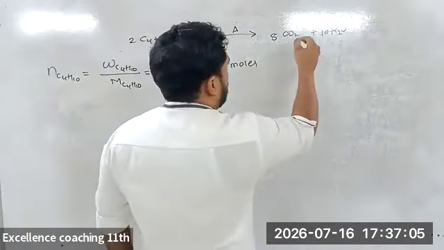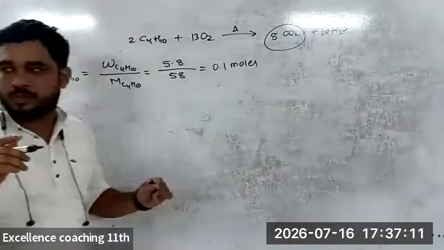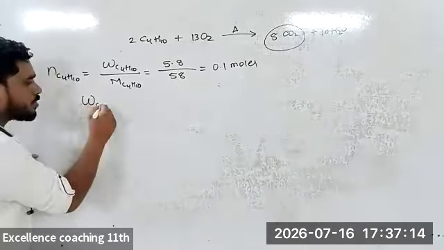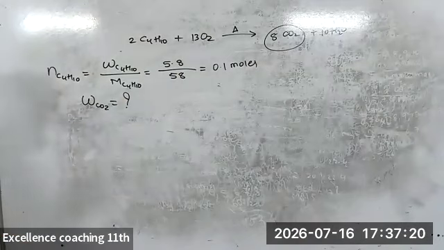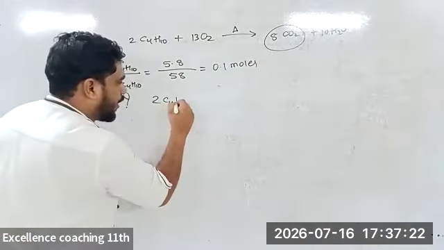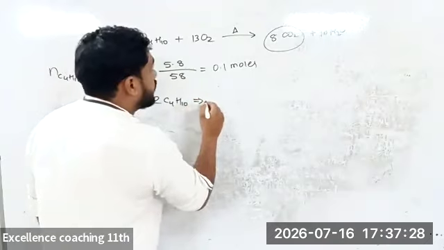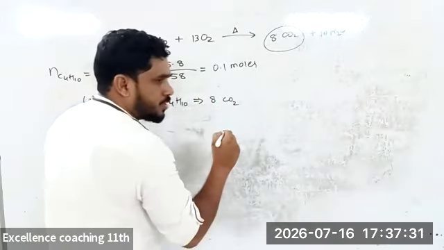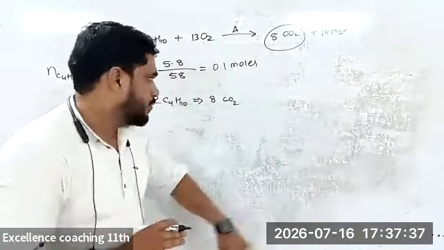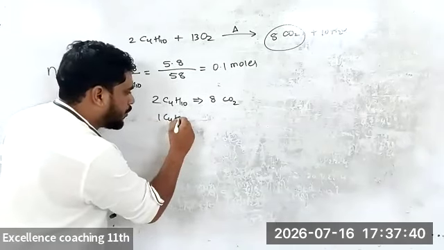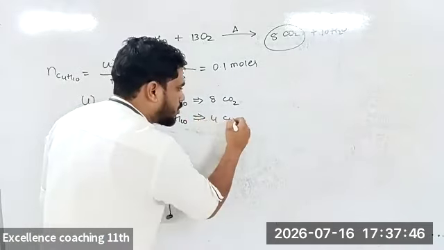First they ask us mass of CO2 produced. Stop writing, focus here. So 2 moles of butane gives 8 moles of CO2. Then 1 mole of butane will give 8 by 2, so 4 moles of CO2. Are you getting the things?